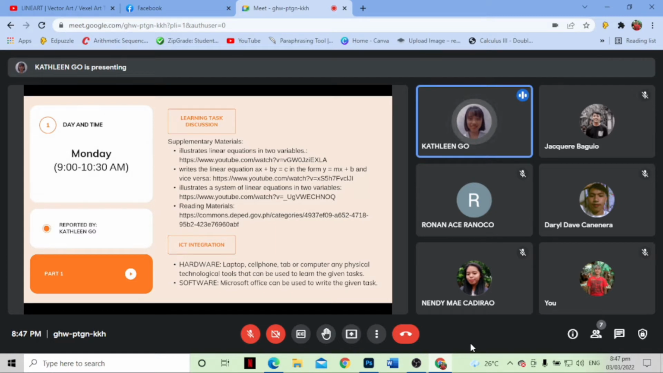For the ICT integration, the hardware students would need to have a laptop, cell phone, tab, or computer, or any physical technological tools that can be used to learn the given task. And for software, Microsoft Office can be used to write the given task.